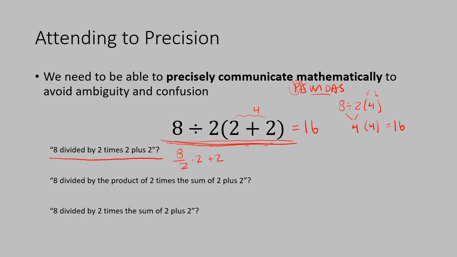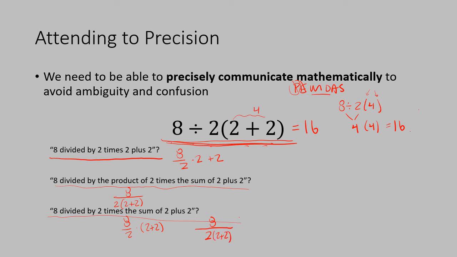And then what about 8 divided by the product of 2 times the sum of 2 plus 2? That's not the same thing. And even this one, 8 divided by 2 times the sum of 2 plus 2? Well, that is right the way I interpreted it there, but couldn't I have also interpreted it the same way as before? How do you know, right?